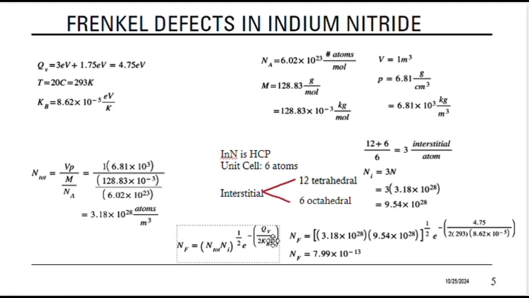And then here is N_F, the number of Frenkel defects. N_F is N_tot, which is from cell 4, and N_I being 9.54 times 10 to the 28 right here. When you solve for all of that, you should come out to 7.99 times 10 to the negative 13 defects from here.